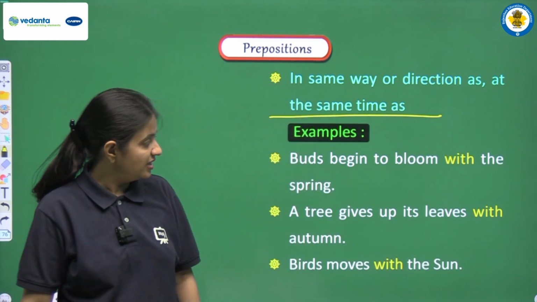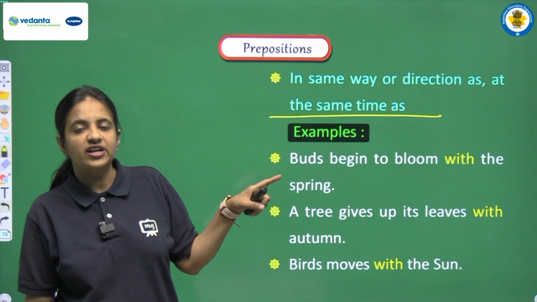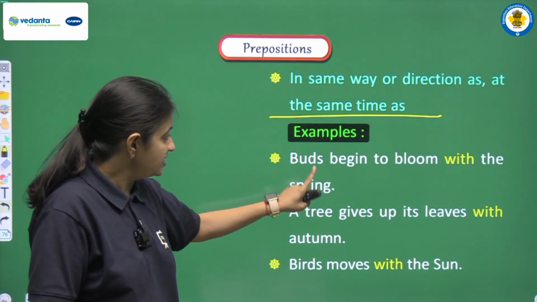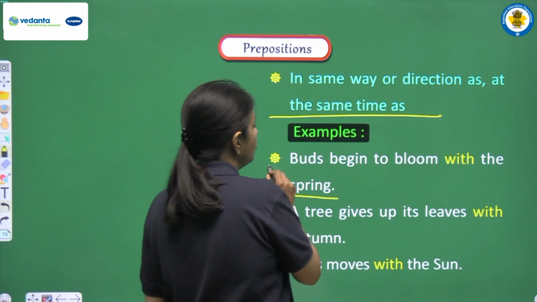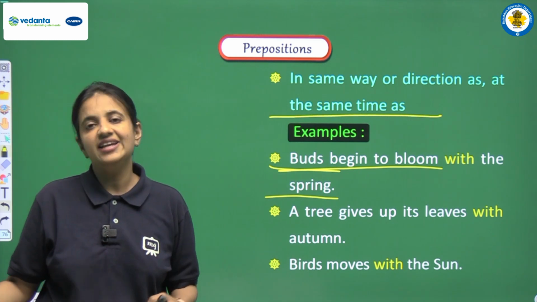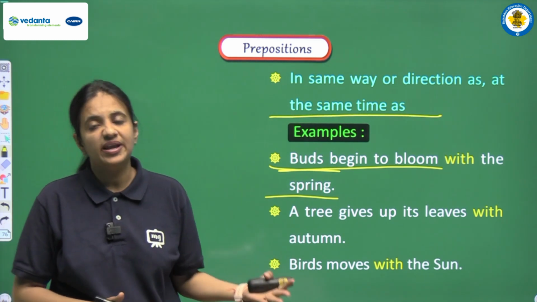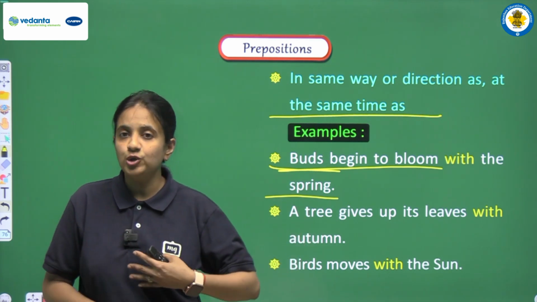Next, in the same way or direction as, the same time as. Let's see the examples. Buds begin to bloom with the spring. So here we are trying to show the same time of two different things. We are saying that when there is a spring season, then only buds started to bloom. So these are two different things, but they occurred at the same time.